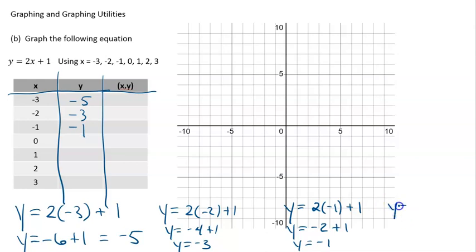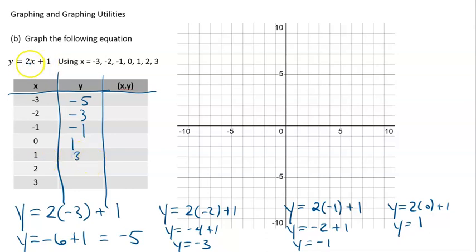Let's plug in 0. How about 2 times 0 plus 1? 2 times 0 is 0 plus 1 is 1. Are you following this? No problem, right? Can you do the rest of them in your head? Of course you can. Here, take this one. 2 times 1 is 2 plus 1 is 3.